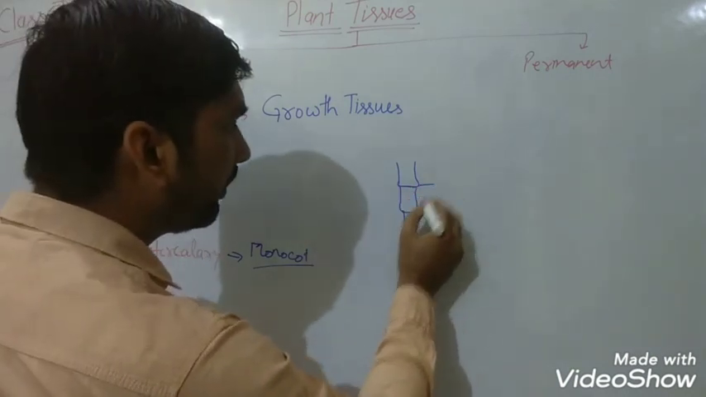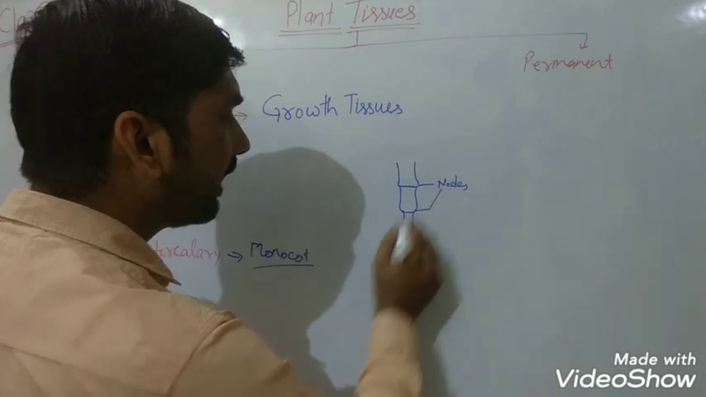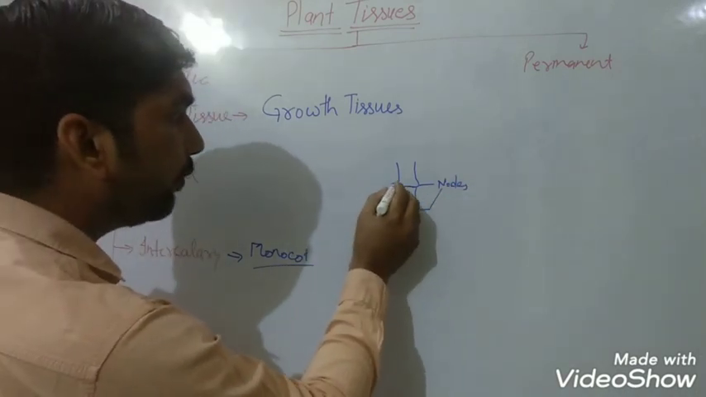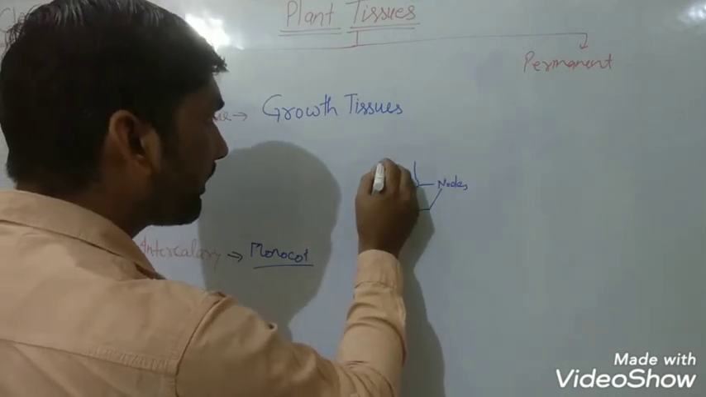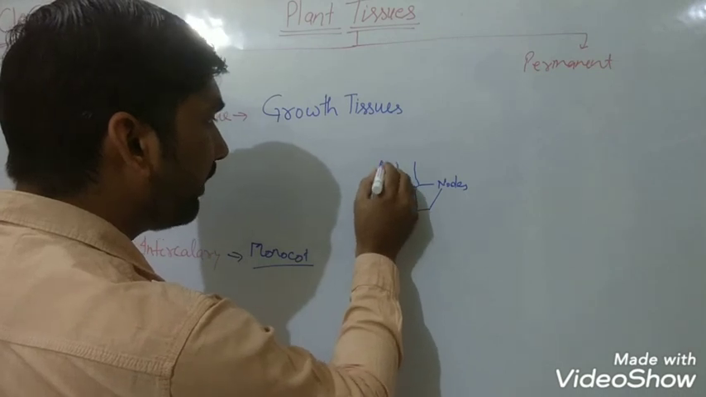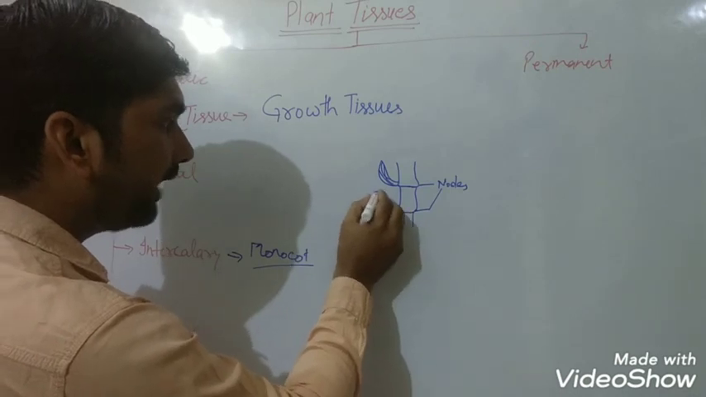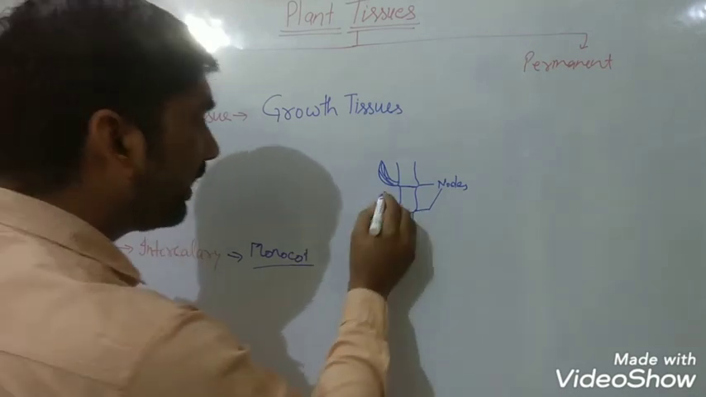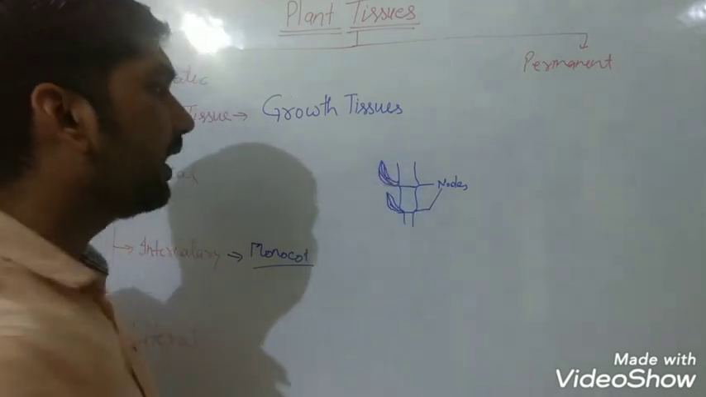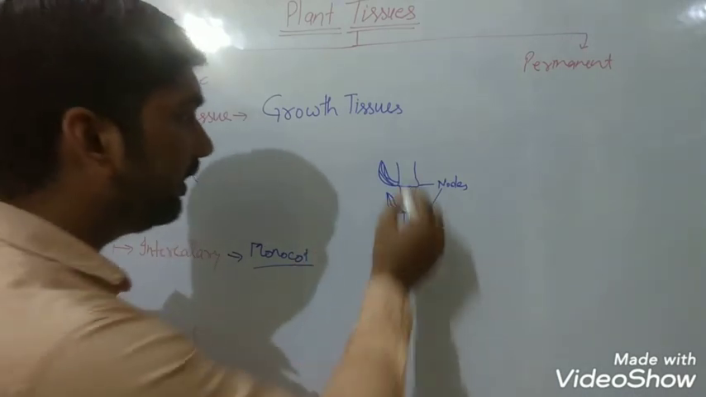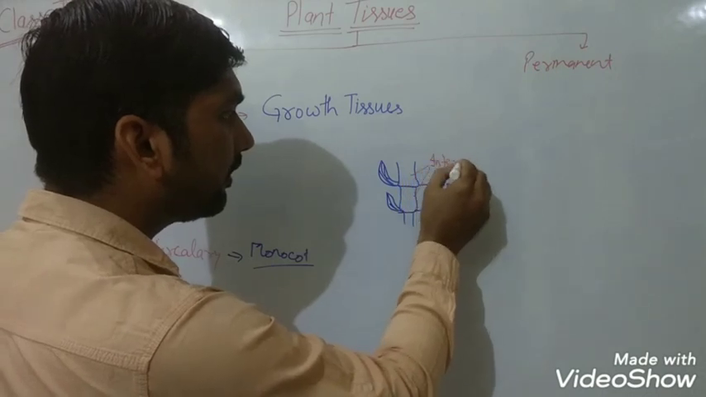These are what? Nodes, and nodes are the region from where the leaves are going to arise. So here a leaf can grow, and that's why this region is known as what? Node region, from where the leaves are going to arise. In between the node region, this is known as what? Internode.